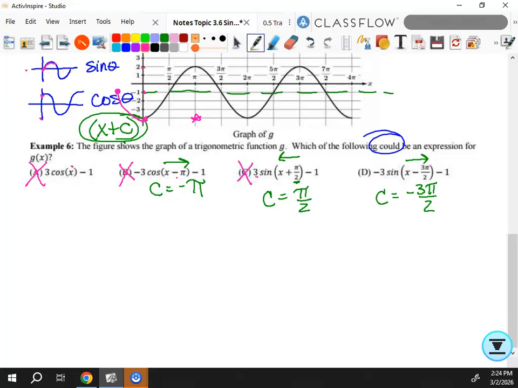I start here again. I move to the right 3 pi halves. I end up here. I'm on my graph. That's good. But because that's negative, it's supposed to go below first, then above, and it does. So everything looks good here. The answer is D. Okay?